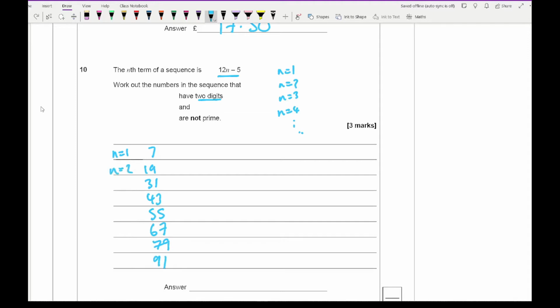So here, n equals 2, n equals 3, n equals 4, n equals 5, n equals 6, n equals 7, and n equals 8. So looking at these numbers, which of these are not prime? Well, 55 is not prime, and 91 is not prime. So it then says work out the numbers that aren't prime. Well, the answer is going to be 55 and 91.